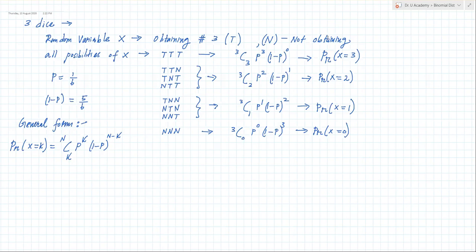Now in this experiment, obtaining number 3, you take it as obtaining, and there is a chance that you are not obtaining. You throw a die, there is a chance that you will get 3. There is a chance that you are not going to get 3. I hope you understand that. So accordingly, I'm going to say that T, capital T, is obtaining number 3, and N is not obtaining. Then you are going to throw these 3 dice, and then you are expecting possible outcomes. I have written all the possible outcomes, right?